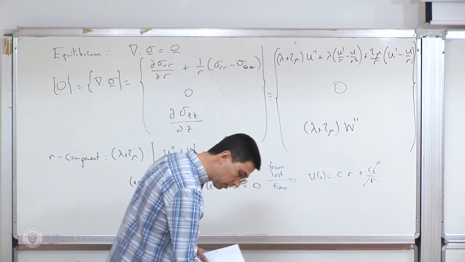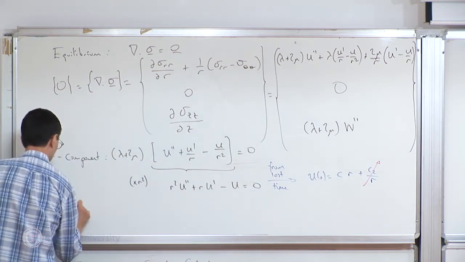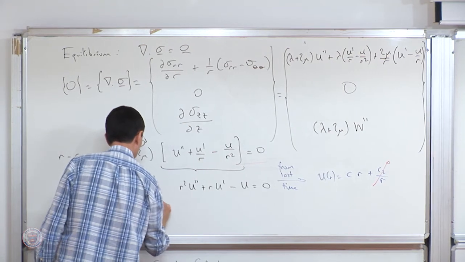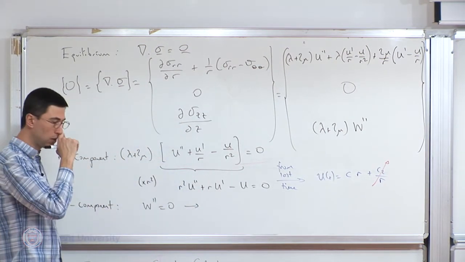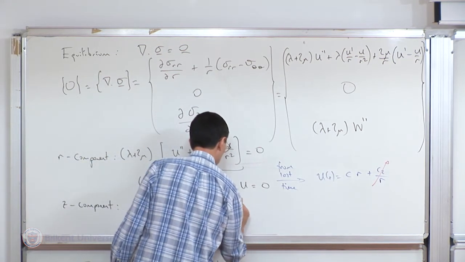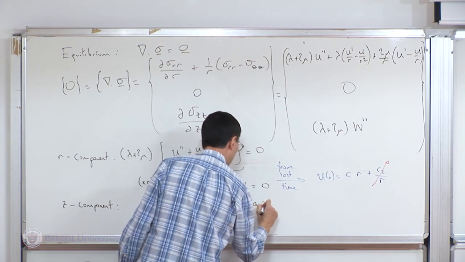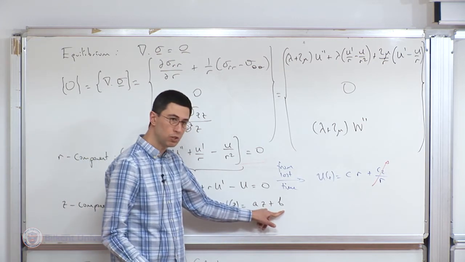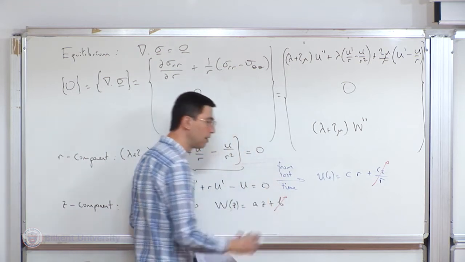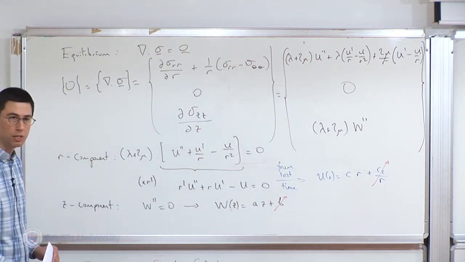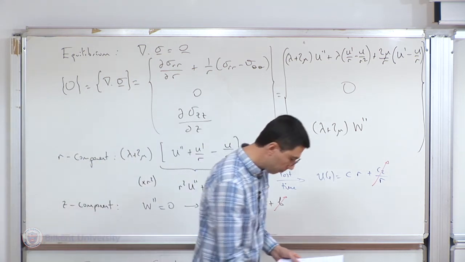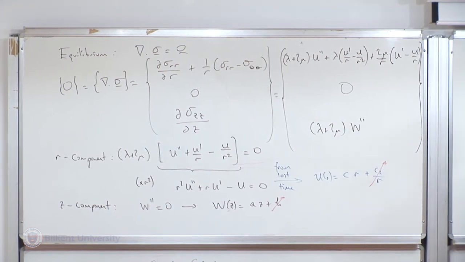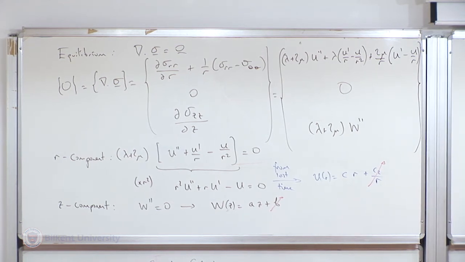So then we can go to the second component. The Z component simply says that W double prime should be equal to 0. That is the simplest thing we could possibly hope for. So W is a function of Z, A Z plus B. Okay? And just like we did in the previous case, at Z equals 0, I don't expect any displacement, and therefore this constant B must vanish. So W is equal to A times Z. Okay? So we therefore have a solution actually with some free constants. And those constants now we need to determine.